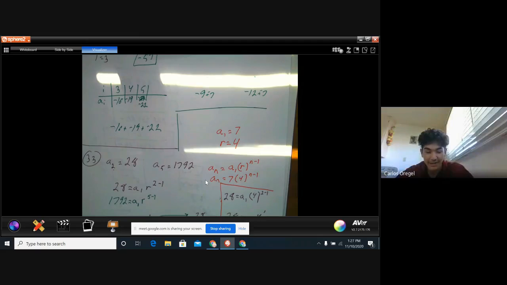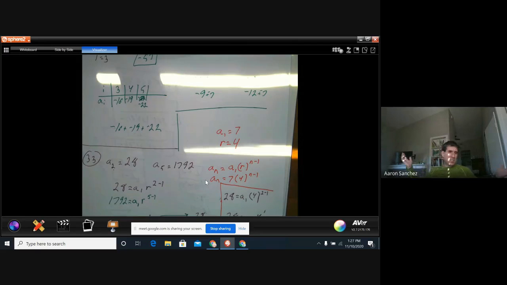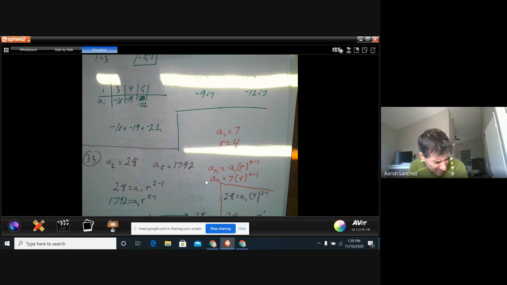Okay, yeah, I get it now. It's just a lot of steps. It's kind of the same as the one we did with the arithmetic, but it's just a lot of steps. I think the key thing that helps me is knowing that I need to figure out the a sub 1 and the r. You just got to find them, figure them out.